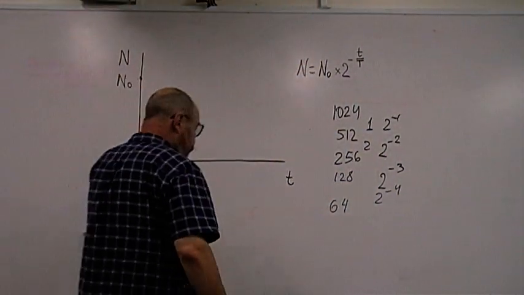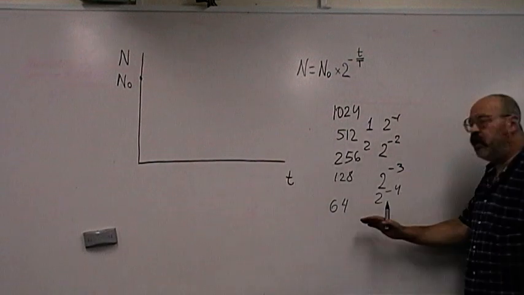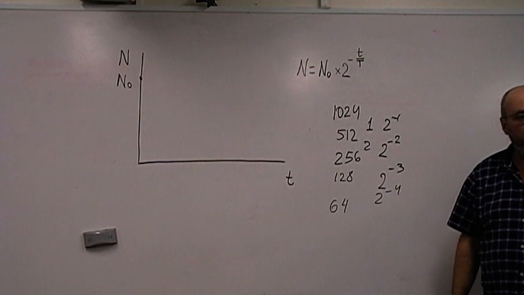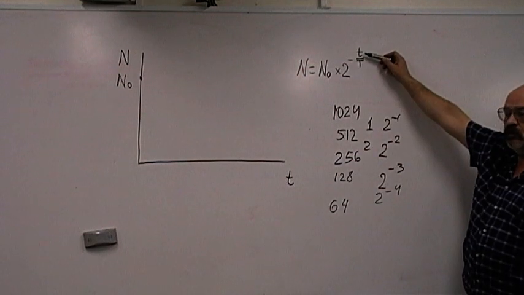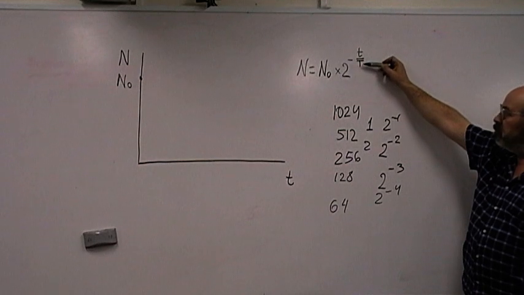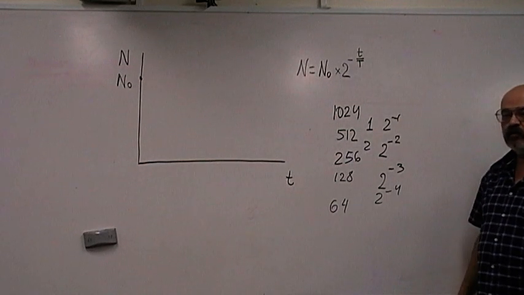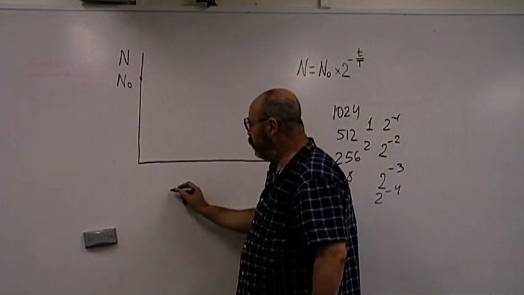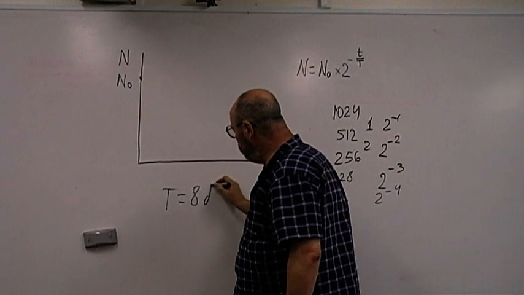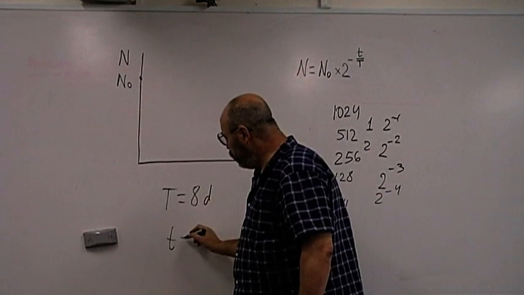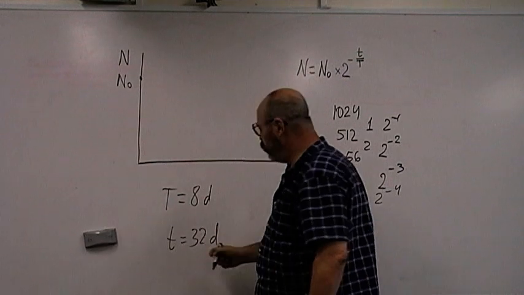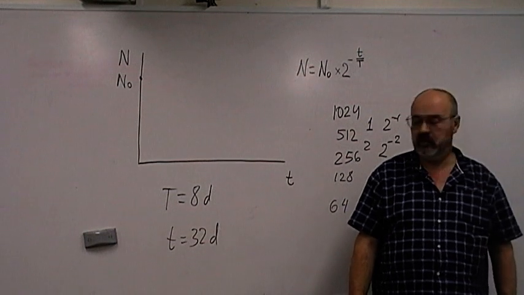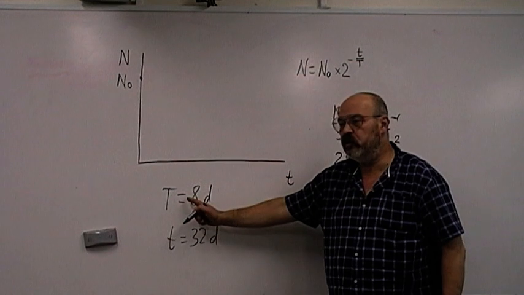So every time we multiply, this is the number of half-lives. How can we calculate the number of half-lives? We divide the time by the period of half-life. So if, let's say, we have a half-life of 8 days and time equals 32 days, how many periods of half-life will that be? 4. We divide 32 by 8.